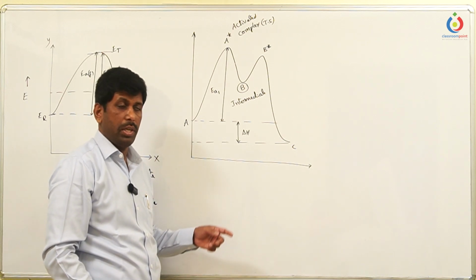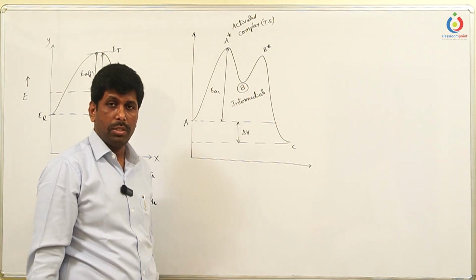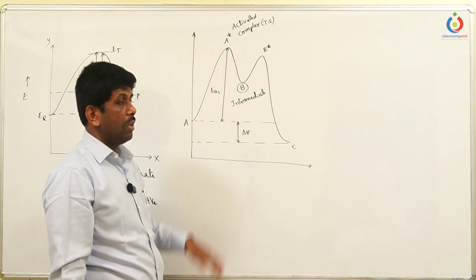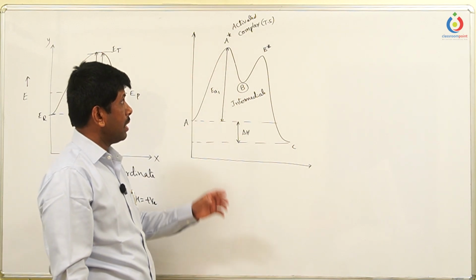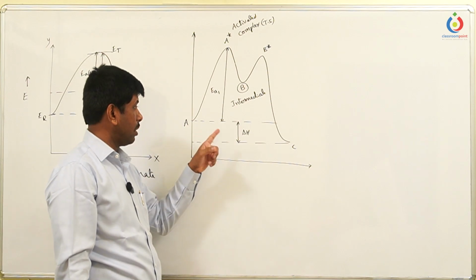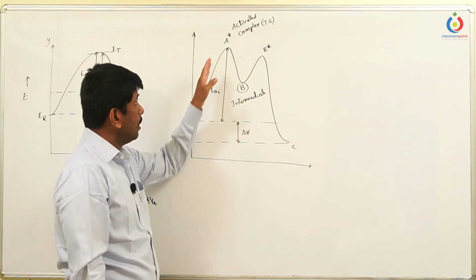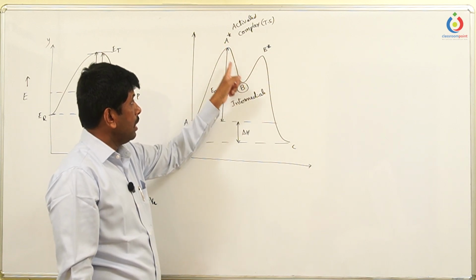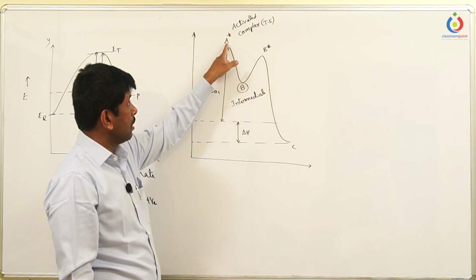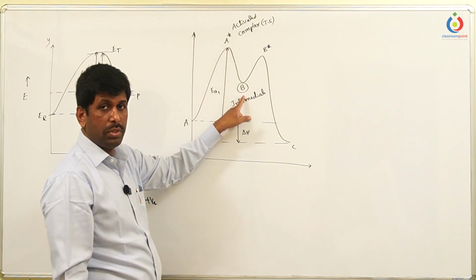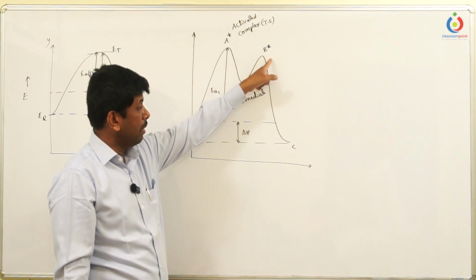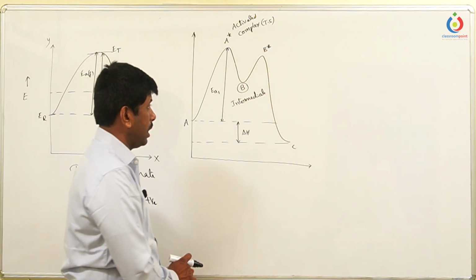Transition states cannot be isolated, but intermediates can be isolated. They have some bond parameters also, but activated complexes do not have proper bond parameters. They are only the higher energy states of their respective earlier compounds. So initially A is converted to A star, which is an activated complex. This A star is converted into B, which is the intermediate. This B again gets activated to form B star, and B star finally converts into the product.